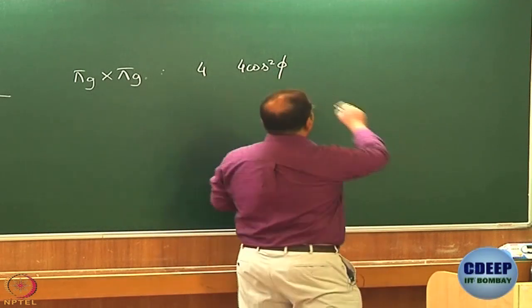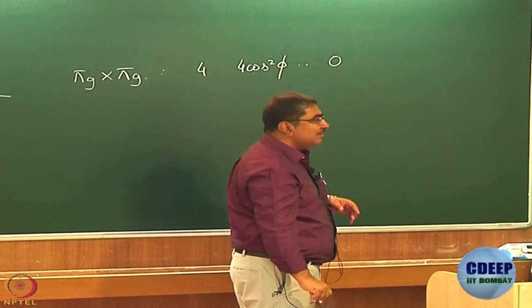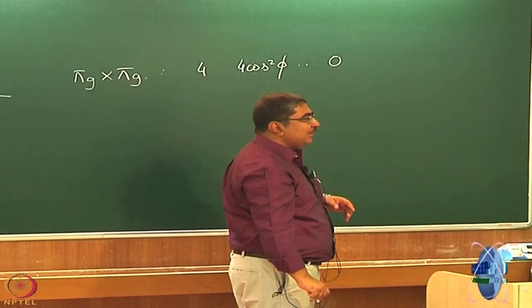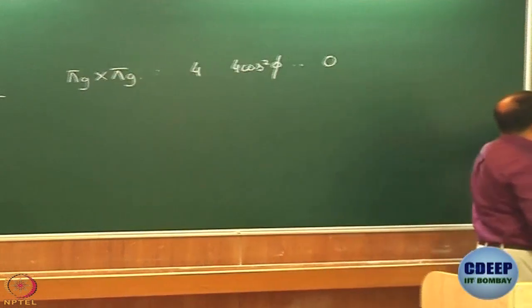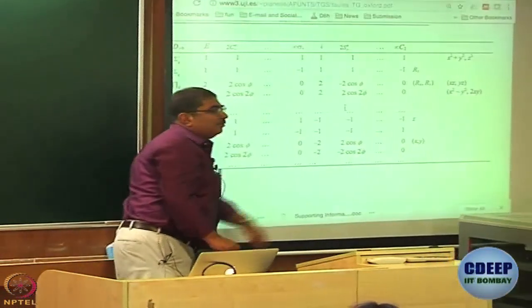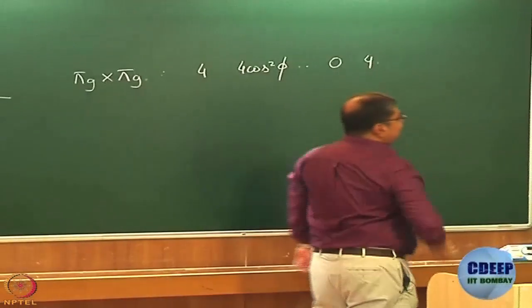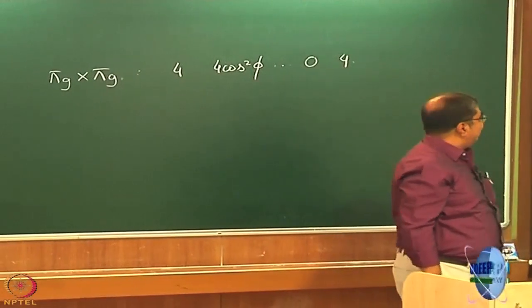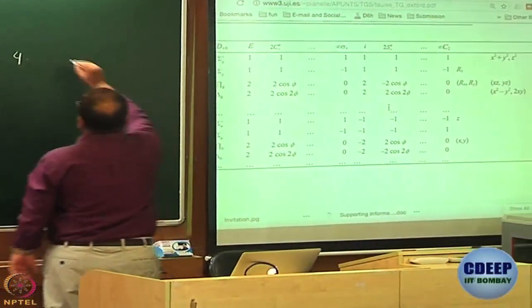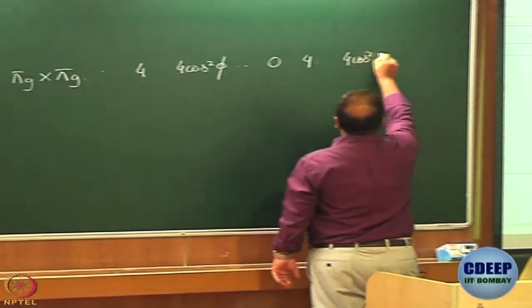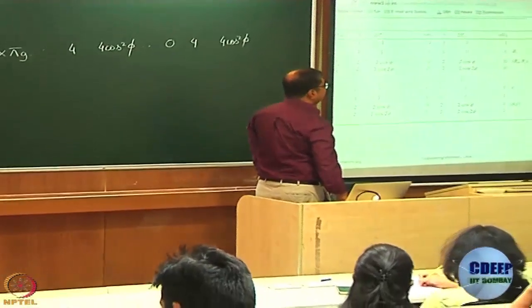Third one is very easy, even I can do it. 0 multiplied by 0 is 0. What is the fourth one? Pi g cross pi g. The fourth one, cos square, so that is done. What happens when you multiply 2 by 2? 4. Excellent. Then yes, 4 cos square phi again, plus or minus. Okay, if you say so. Then 0.